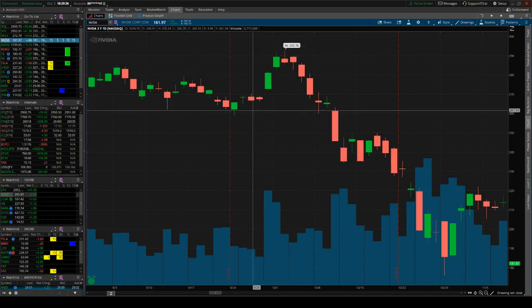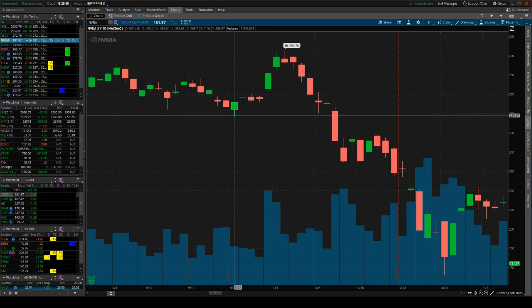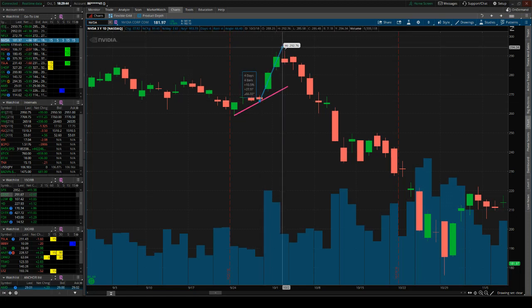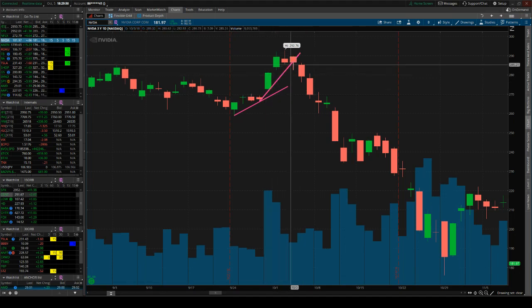Okay, let's take a look at NVIDIA. It does like to do bumps and runs. Its original move up here was this trend line right here, which is about 30 degrees. Then we had the bump right here, and you can see that trend line there is over 45 degrees, about 49 degrees. So that's pretty much your bump right there.